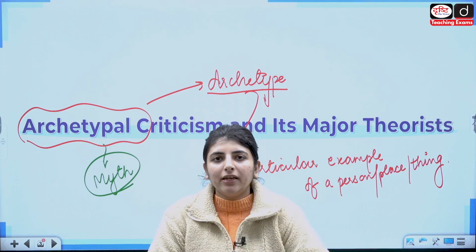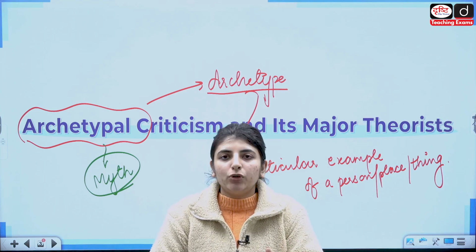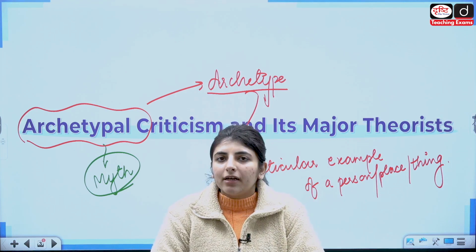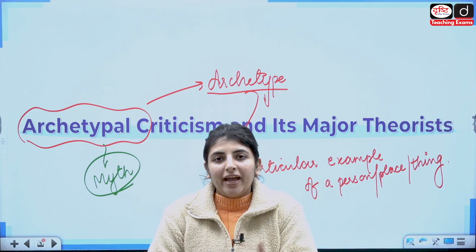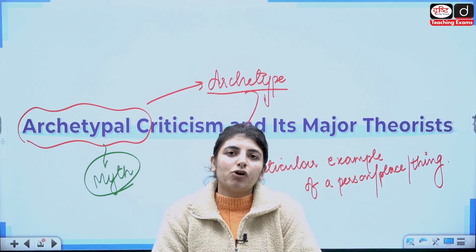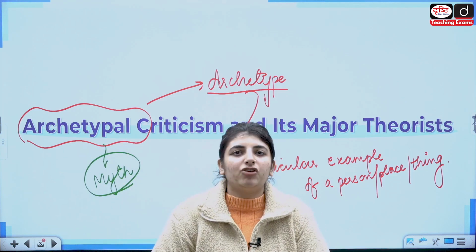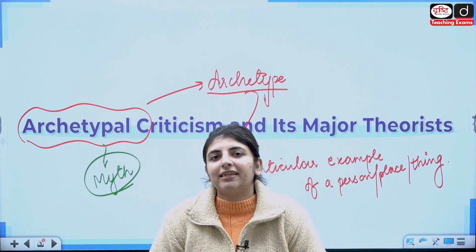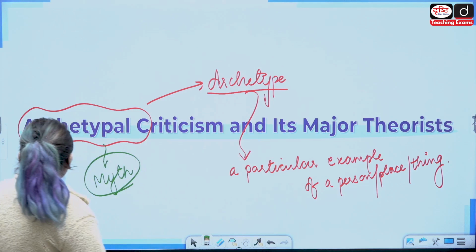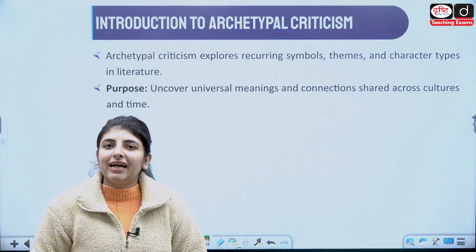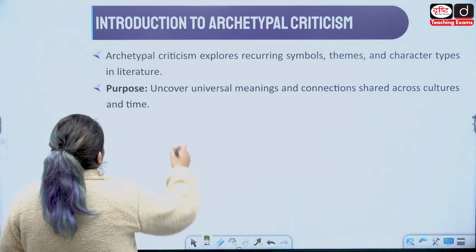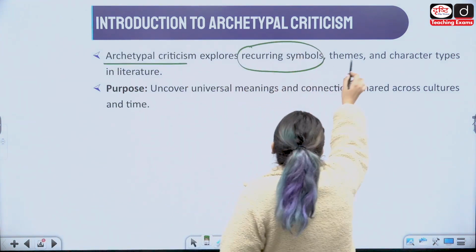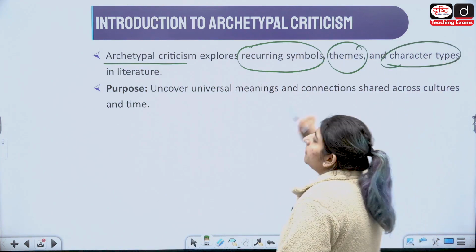Now when we move ahead with the field of literature, as I told you, we come across certain character types that are somewhere or the other similar to one another. So when we move ahead with that, we try to apply some sort of archetypal literary theory. We understand what hidden meaning does it hold, right? So let's first of all try to understand the meaning of archetype. It is something which explores the recurring symbols, themes and character types in literature.